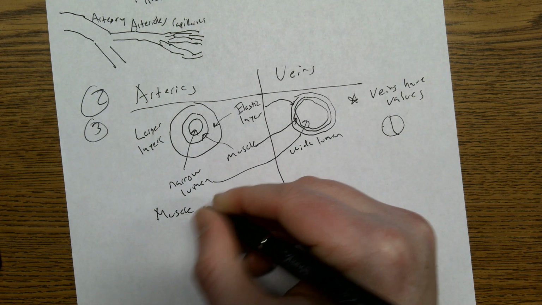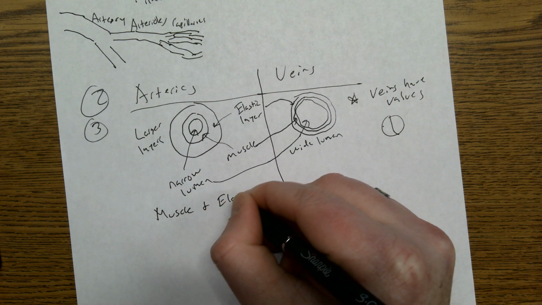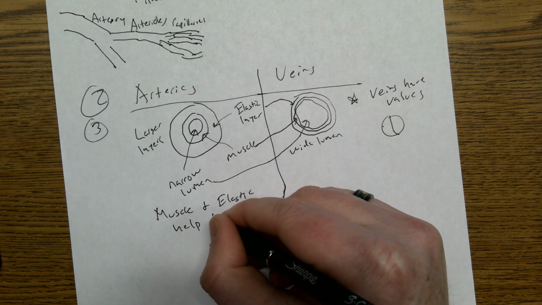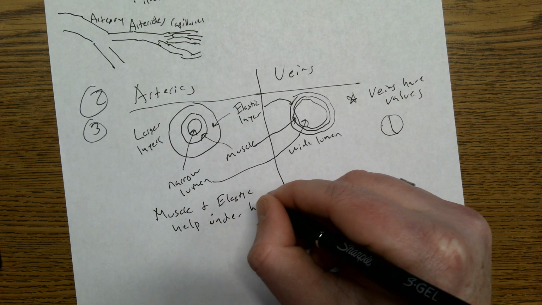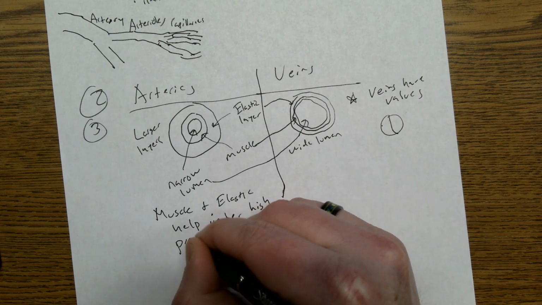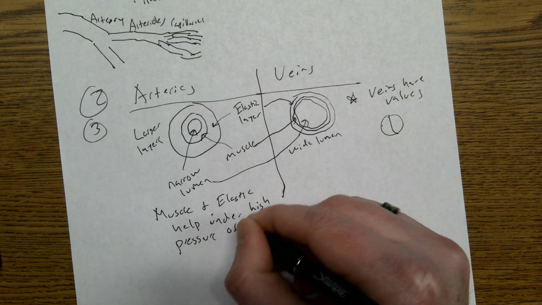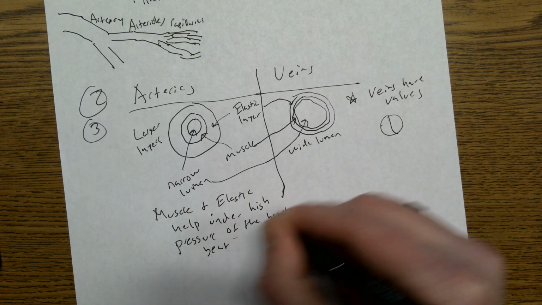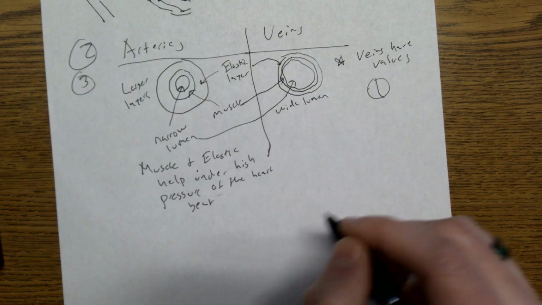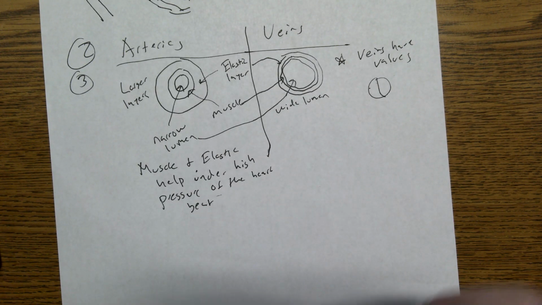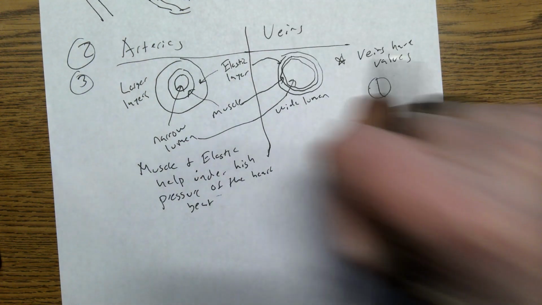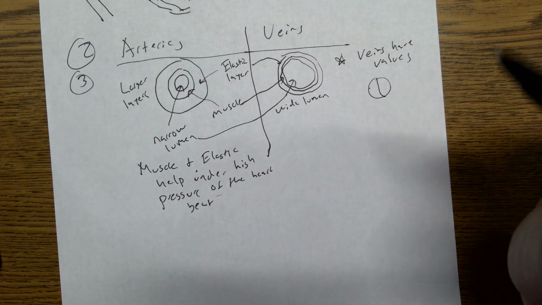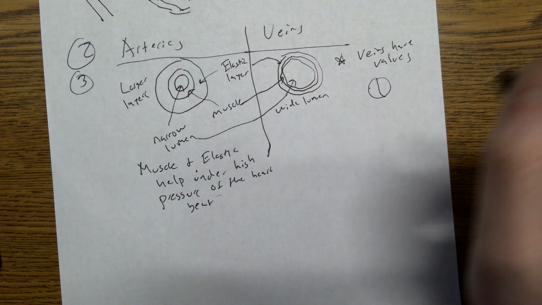So the muscle and elastic help under the high pressure of the heart beats. And so you're pushing blood from the heart into the arteries. And so it's very high pressure blood because you went boom, and then it squeezed a lot of blood in there. So it's at really high pressure. So the muscle and elastic help it maintain its shape.